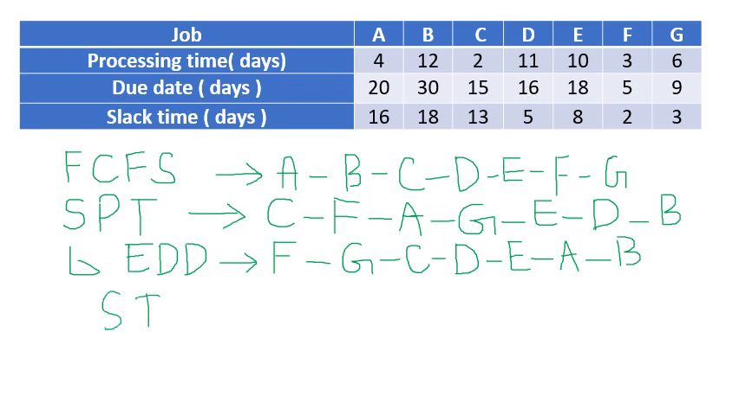The STR rule. Look at the table here. According to the slack time rule, the minimum is F. First job that will come in is F because it has the least slack time. Next again will be G, and after G it will be D. So F, G, D. Next will be E.